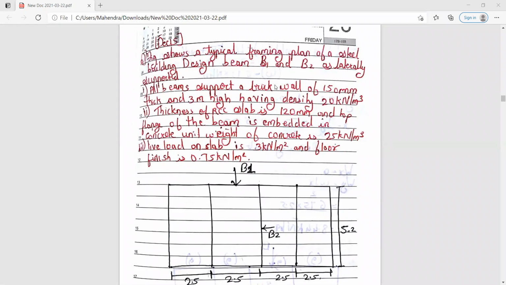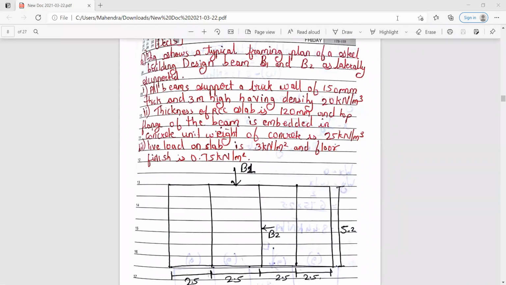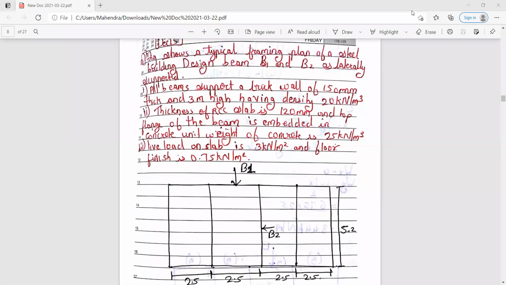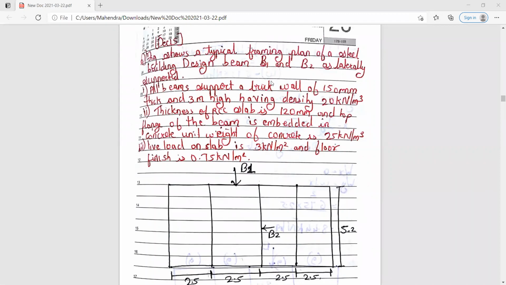The thickness of the RCC slab is 120 mm, and the top flange of the beam is embedded in the concrete. The unit weight of concrete is 25 kilonewton per meter cube. The live load of the slab is also given. Live load is 3 kilonewton per meter square, and floor finish is 0.75 kilonewton per meter square. You have to design beam B1 and beam B2 as laterally supported. Just note down the question, and after completing it, let me know so that we can proceed to the solution.